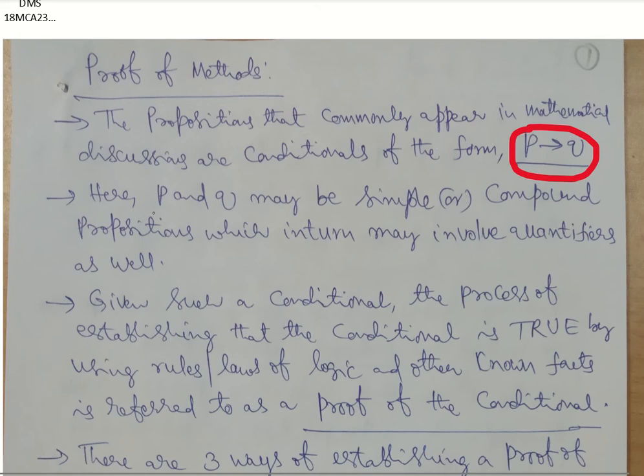Here, let P and Q be simple or compound propositions. There may be compound propositions, as we discussed, using conjunction, disjunction and so on, which in turn may involve quantifiers. So not only the conditional, we also have quantifiers attached to them. Given a conditional of this form along with the quantifiers, how can we prove it? To prove them, we have 3 methods, and using any of them, a couple of them or all of them, we can prove whether the given statement is valid or invalid, true or false.